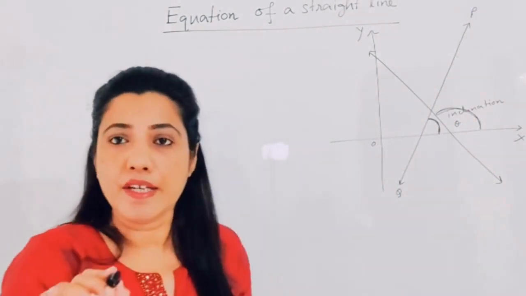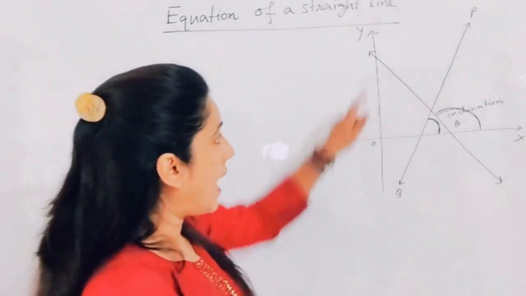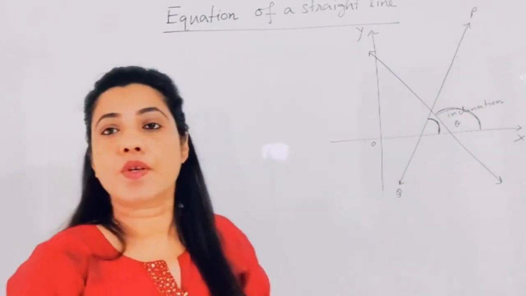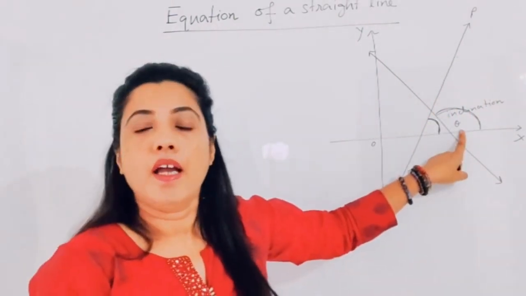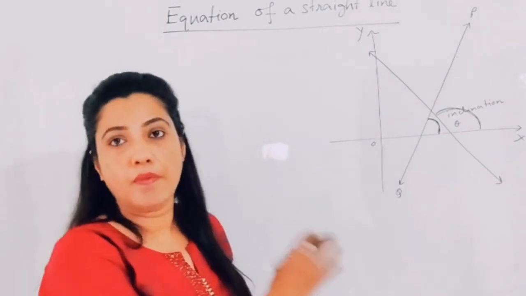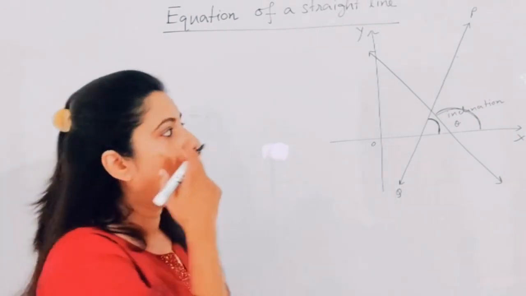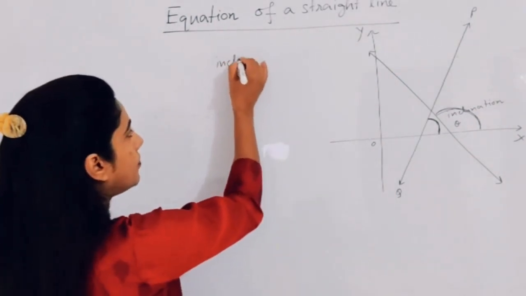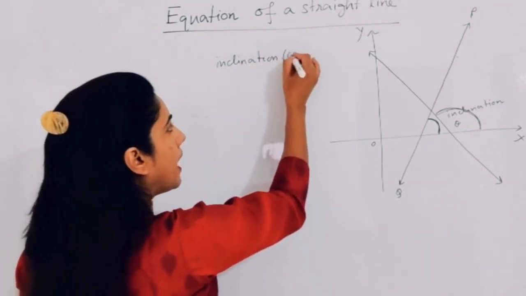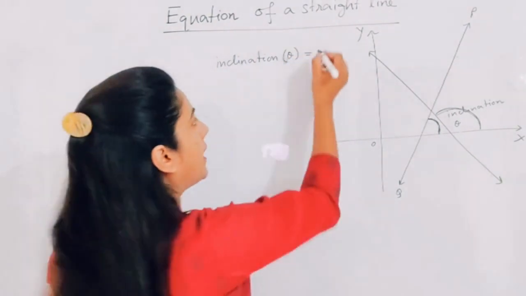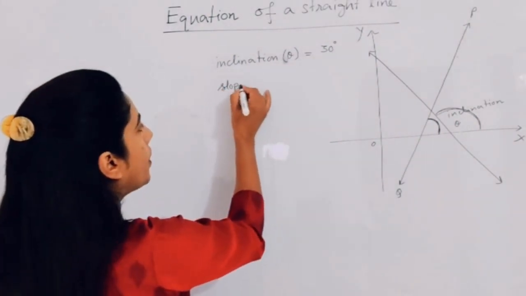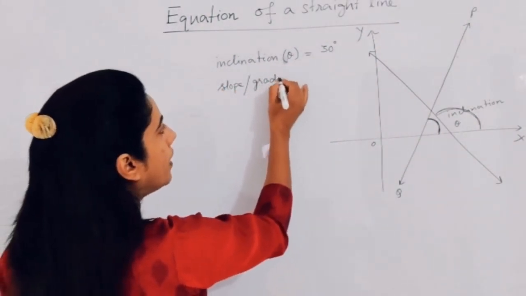So understand that inclination is always the angle the line makes with the positive side of the x-axis, and the inclination is denoted by theta. If we know the inclination, we will get to know the slope of the line, and if we know the slope of the line, we can find out the equation of the straight line. So now, if the inclination of the line, which we are denoting by theta, is given to you, say it is 30 degrees or whatever value, we can find out the slope or gradient of the line.